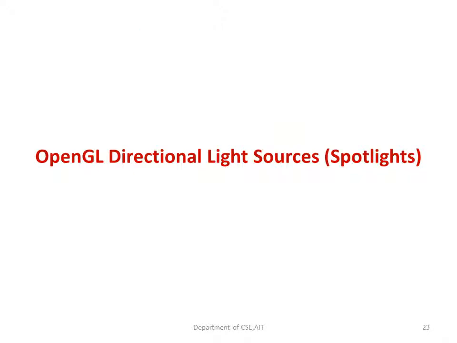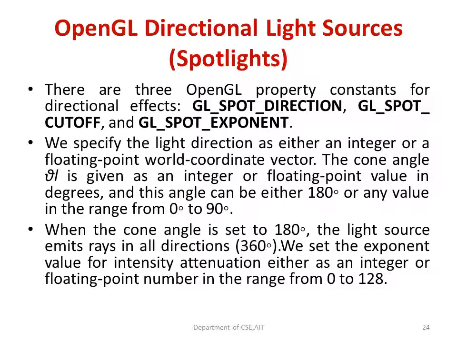Now we will see how we can make use of spotlights. When we have the lights in some direction, that is called a spotlight. Suppose I am having a spotlight. The spotlight can be controlled in 3 ways: by direction, by cutoff, or by exponent. I want to give the effect of a spotlight in terms of its direction, what I want to cut off, and how much exponent value I want to give.